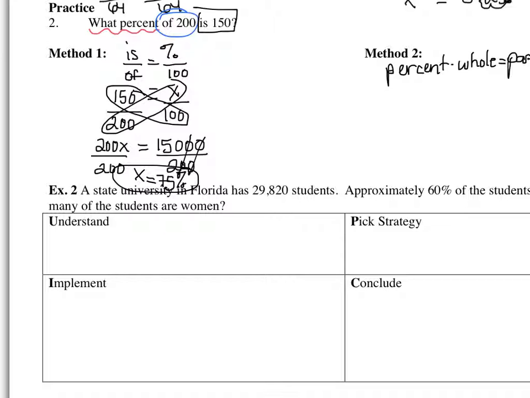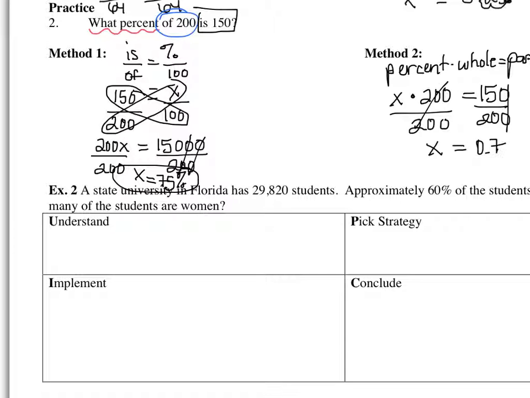Now moving over to method 2, still finding my percent, so that's going to be an x. The whole is 200 equals the part of 150. Divide both sides by 200. Then I get x equals 15 out of 20, which is 75 hundredths. Move that decimal over, and you get 75%.